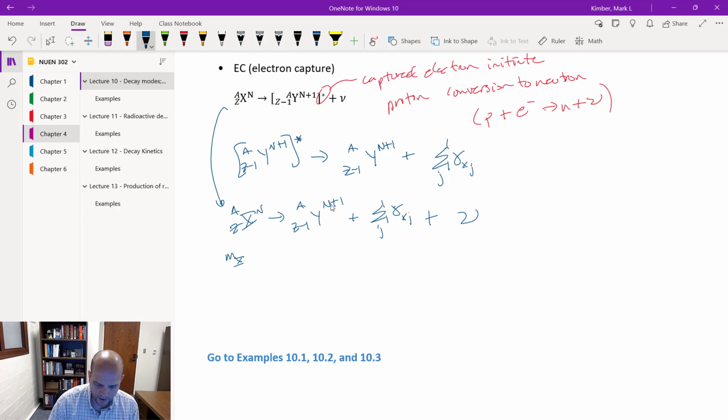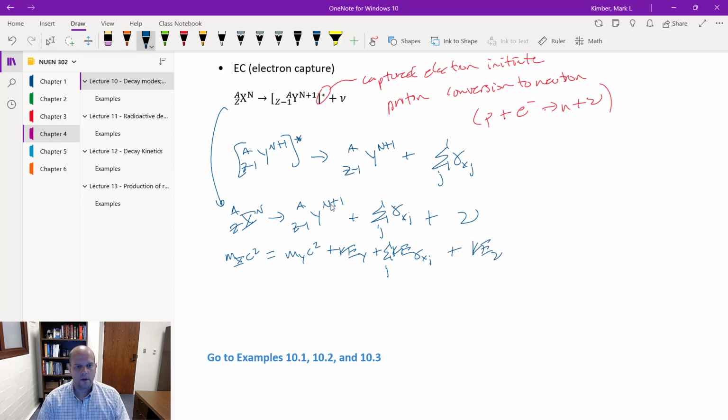Well, I've got the mass of my parent, the mass of the daughter, plus the kinetic energy of that daughter. For the gamma rays, I have kinetic energy but no mass, so I do a sum there of the kinetic energy of the gamma rays. And then I've got the kinetic energy of the neutrino. And those gamma rays are generally small compared to the others.